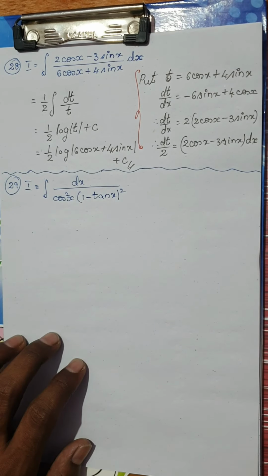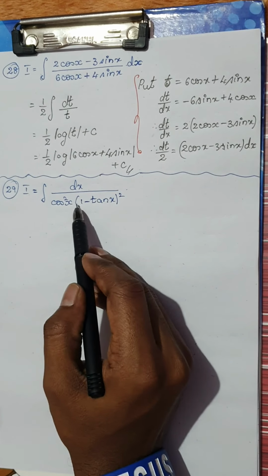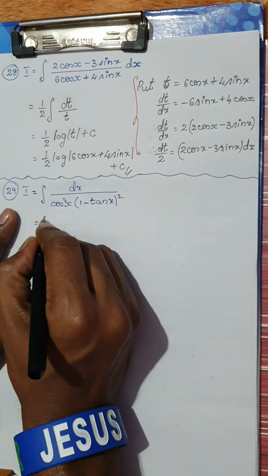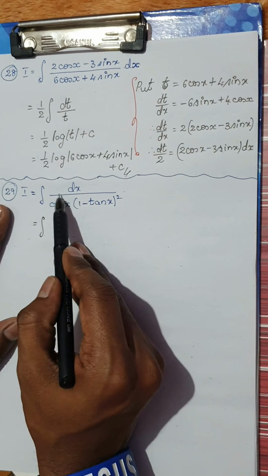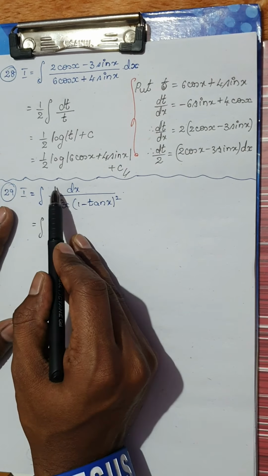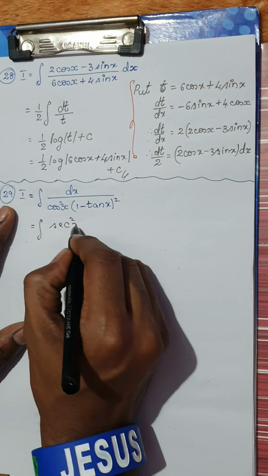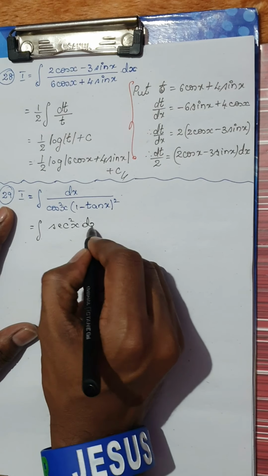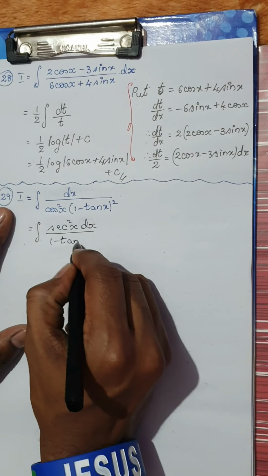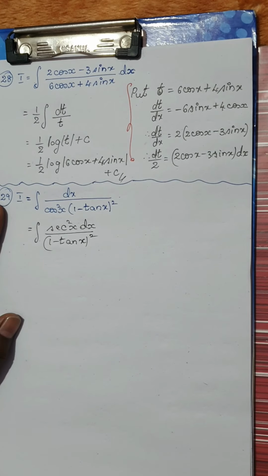Going on to the next integral, I have dx divided by cos square x into 1 minus tan x whole square. Before I take the substitution, I am going to make some arrangement. Now remember, cos square is in the denominator, that is I have 1 by cos square. If I take cos square to the numerator, it becomes the reciprocal of cos square. We know the reciprocal of cos square is secant square x. So secant square x dx divided by 1 minus tan x whole square. So I made some small arrangement here.